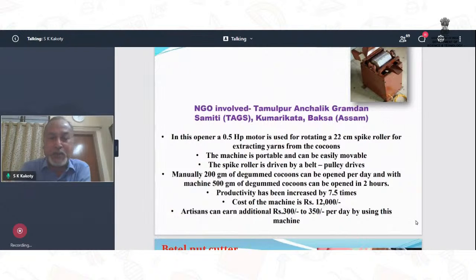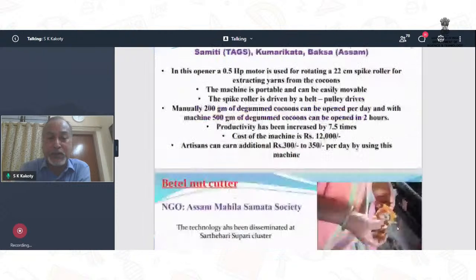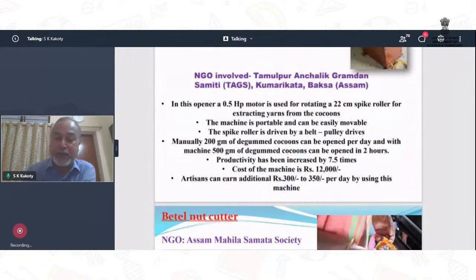This is also being implemented at one Tamulpur Anchalik Gramdan Samiti, one Robin Bhai. He has now expired. He actually encouraged us, also adopted this technology. This is in the Bhutan border, Assam-Bhutan border, Umarikada. So this is actually working very fine. Now we are implementing in other clusters also.